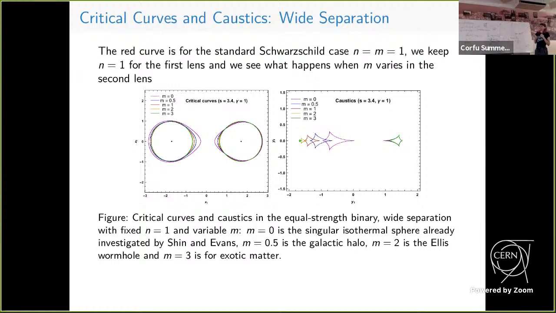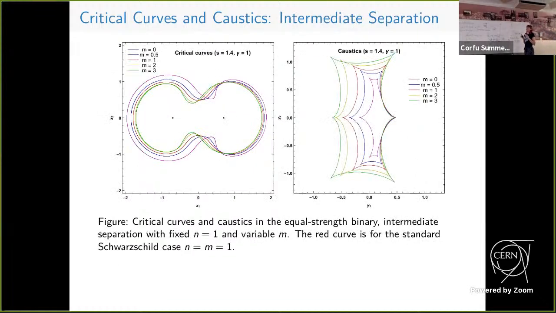So let's see what happens if we put these 2 lenses closer, in the intermediate separation. So we can see that the critical curves now are united. They are bigger for smaller values of the index of the potential, while the caustics have the opposite behavior. So they are bigger for greater values of the index m. We remind that the standard case is the red one, and the yellow one is the one with the wormhole, and the green is for exotic matter.